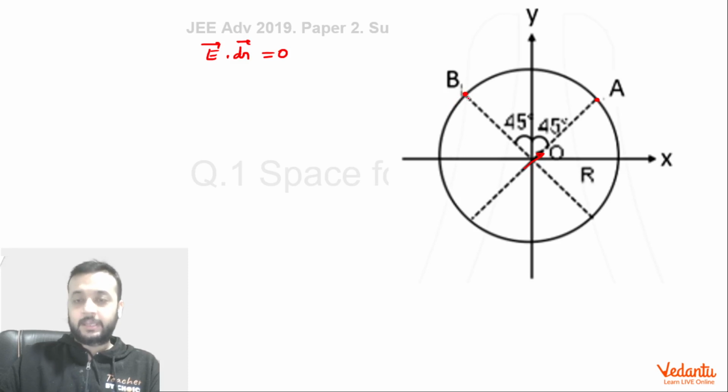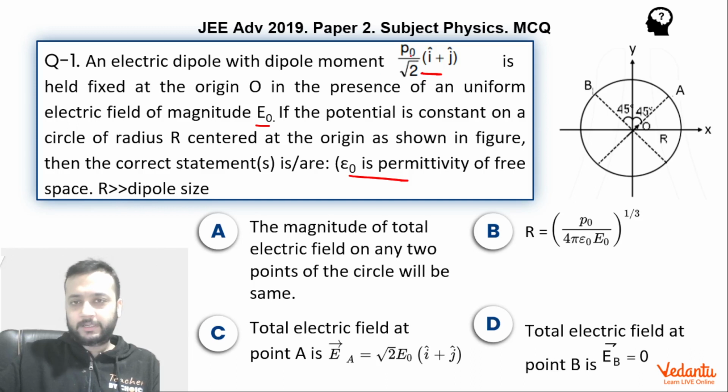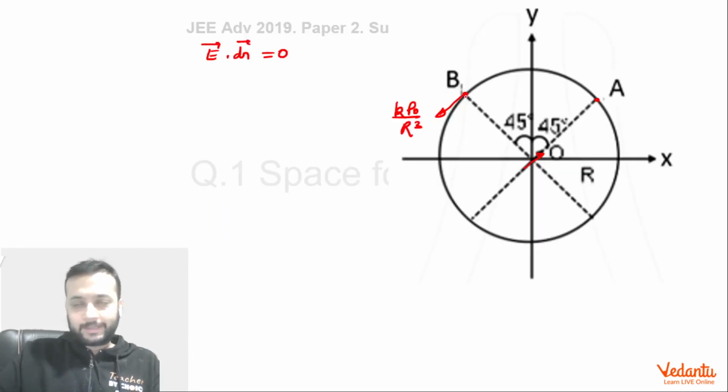Okay, so at point B, the dipole will have an electric field in this direction, and its value will be given by Kp naught upon R cube, right? So the value of the electric field is Kp naught by R cube in this direction, opposite to the direction of the dipole. If you go back and see, the magnitude of the dipole moment is P naught only. So this is the electric field of the dipole, right?